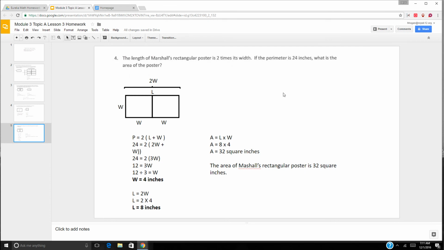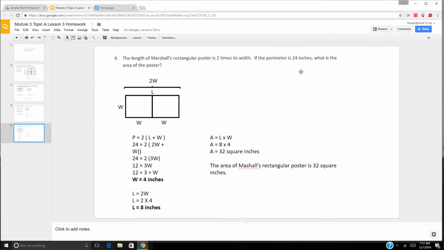And the last question. And there are only 4 because you do have to really think these through. The length of Marshall's rectangular poster is 2 times its width. So what I did was I said, well, this is the width. If this was 3, then this would be 3, 3, and this would be 6. So this is the width, width, width. So the length is 2 widths.